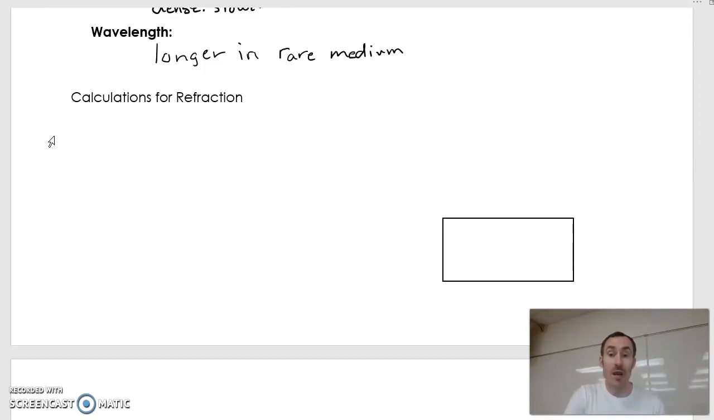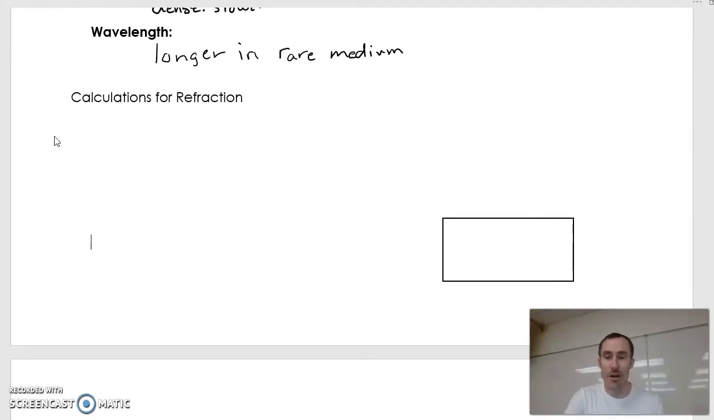Now we're also going to be able to do some calculations with these things. So yes, waves speed up when they move from a dense medium to a rare medium, but how much do they speed up? How do we tell that? That's the thing that we're going to be working on from here on.